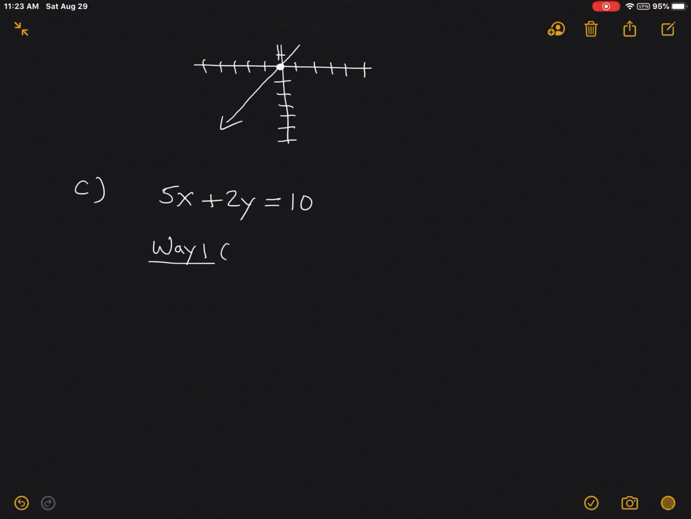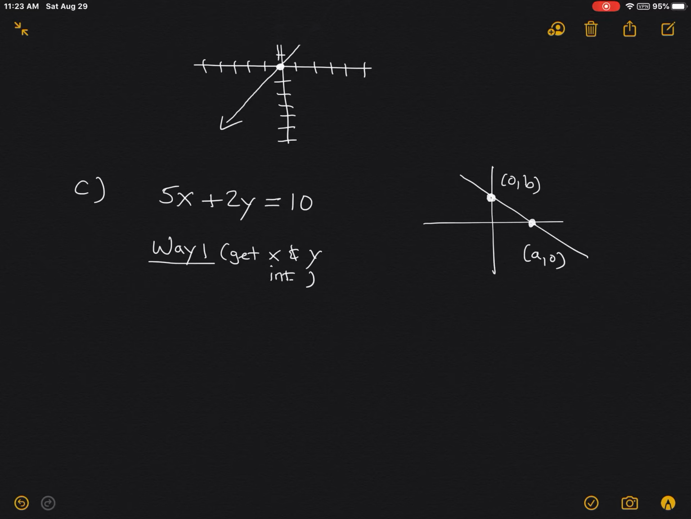So way 1 is just get the x and y intercepts. The x-intercept and y-intercept is a fancy name for where the line touches the x and y axis. Let me briefly review that with you. If I have a line over here, this would be the y-intercept, (0, b), and this would be the x-intercept, (a, 0). Notice to get the y-intercept, I need to set x equal to 0. So let's get the y-intercept over here. If I want to get the y-intercept, I need to set x equal to 0.